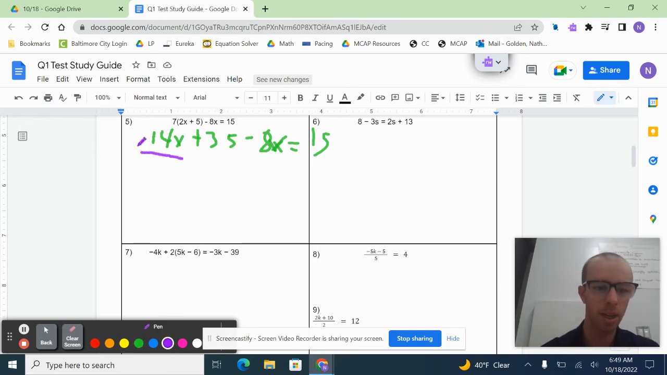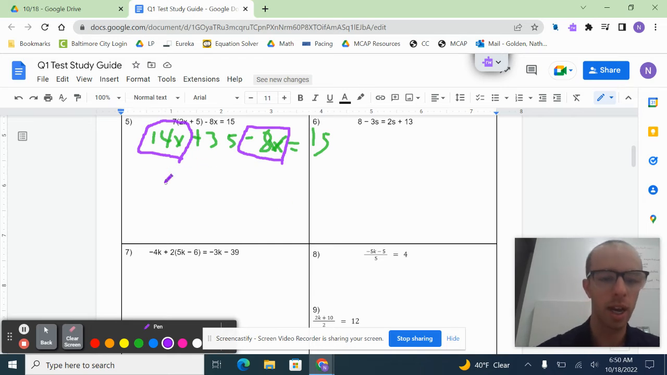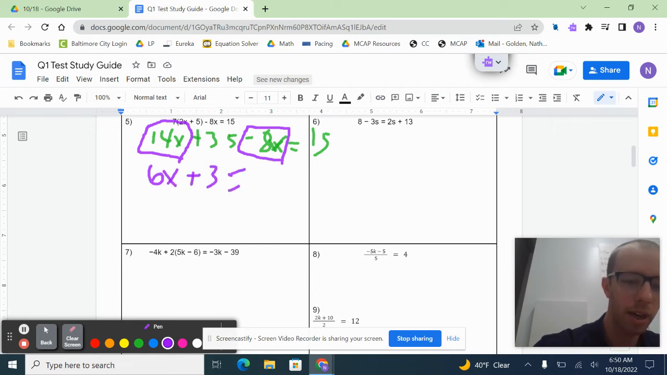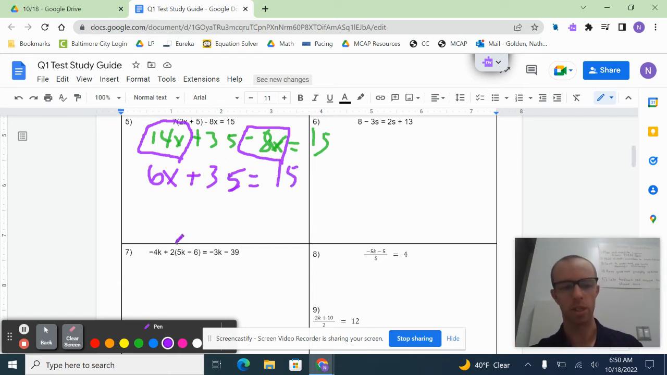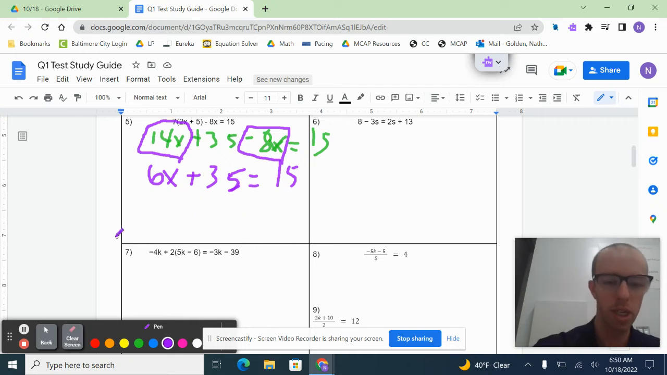Now, I'm not ready to solve yet. I need to combine my like terms. I have a 14x and a negative 8x. We only combine like terms when they're on the same side of the equal sign. 14x and negative 8x give me 6x. I didn't use this positive 35, so I drop it straight down. And I didn't use the 15, drop straight down. So now I have a two-step equation. 6x plus 35 equals 15.